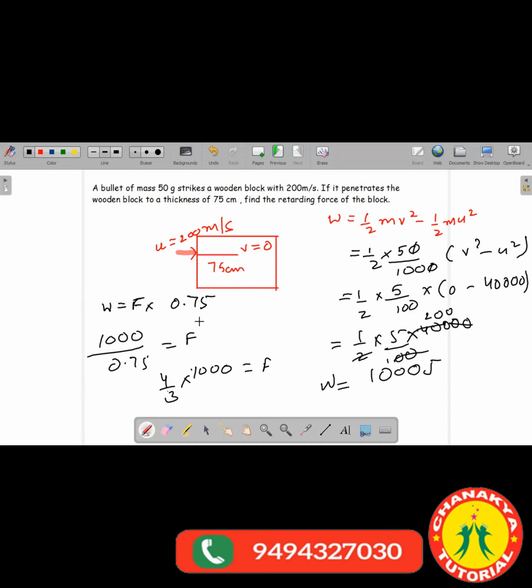1333.3 Newton. Yes, you're correct. So this is the retarding force obtained by the block to the bullet. Okay. Now another thing can be done over here. Suppose if you have a bullet of thickness 50 centimeter.